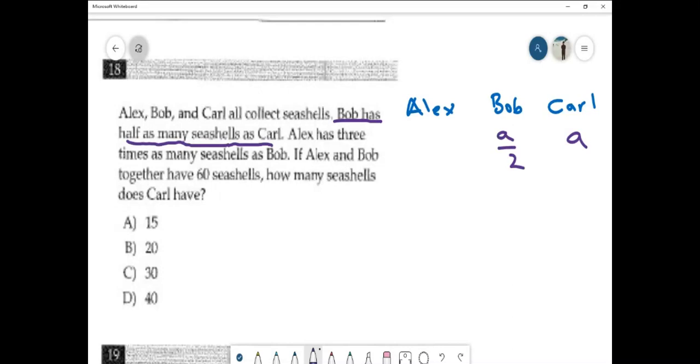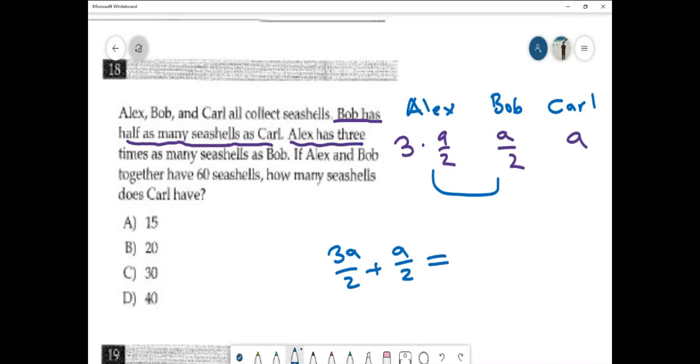First of all, we try to give some terms. I will give the numbers in terms, like A, X, doesn't matter, M. We can start from here. Bob has half as many seashells as Carl. So if Carl has A, Bob has half of it, A over 2. Okay, so this part is done. Alex has 3 times as many seashells as Bob. So Bob has A over 2, and Alex has 3 times of it. So that means 3 times A over 2.